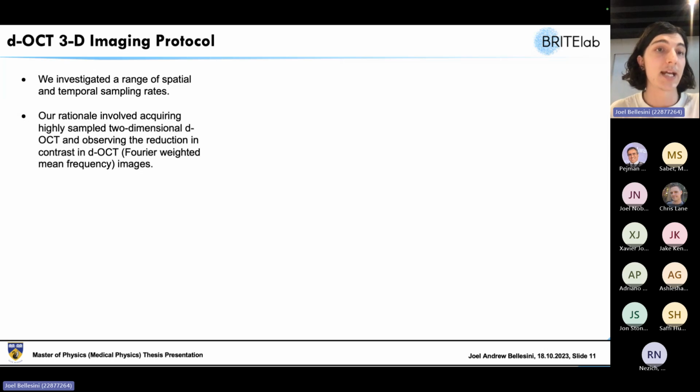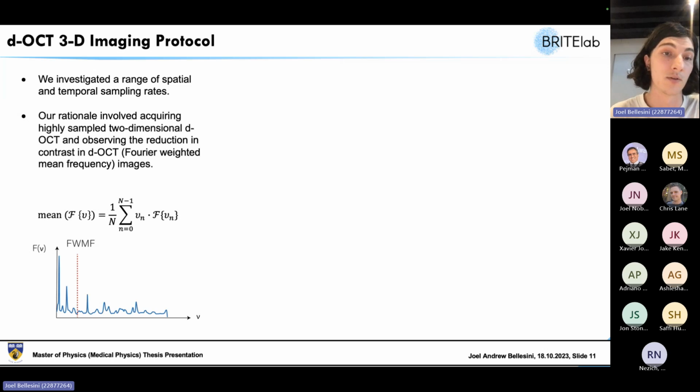So as stated, we investigated a range of spatial and temporal sampling rates. Our rationale in doing so was acquiring highly sampled 2-dimensional dynamic OCT, which meant we took 2,000 B scans per location, and then observing the reduction in contrast in d-OCT images, which were derived by imaging what we call the Fourier-weighted mean frequency, which simply corresponds to the arithmetic mean frequency weighted by each frequency's magnitude. So I'll show those images here.